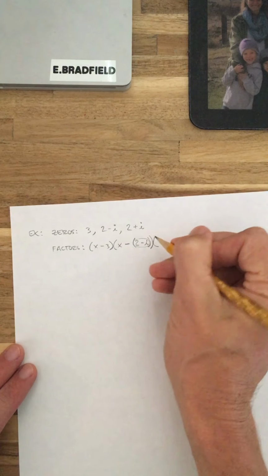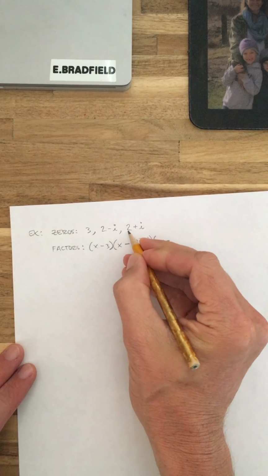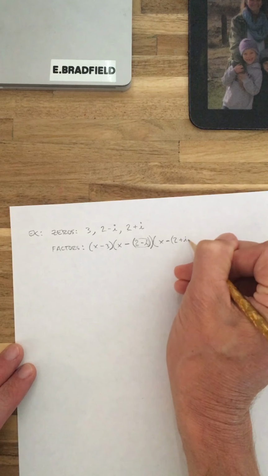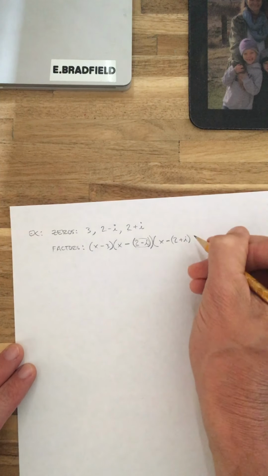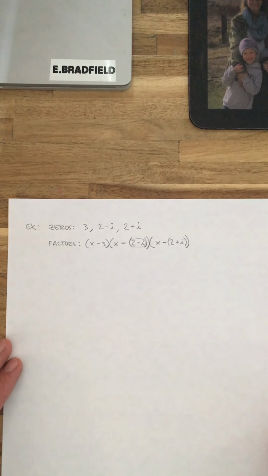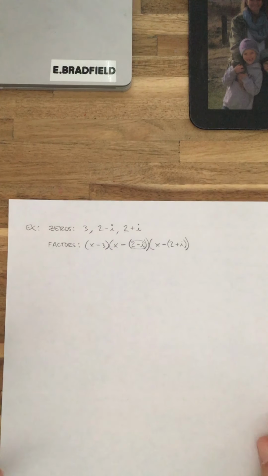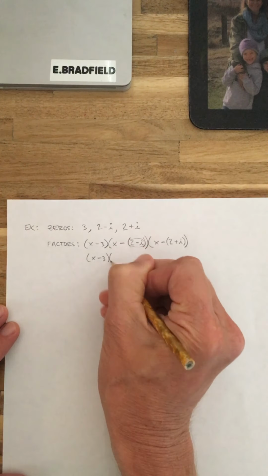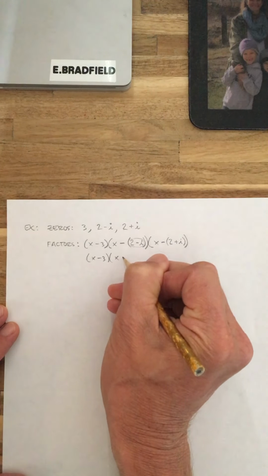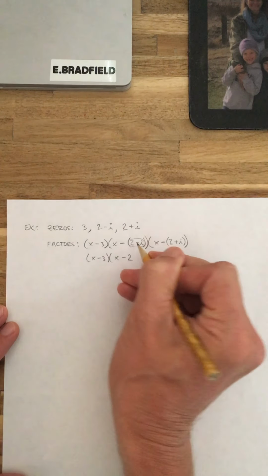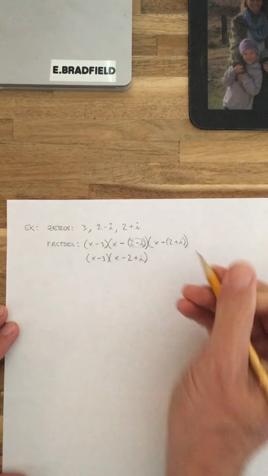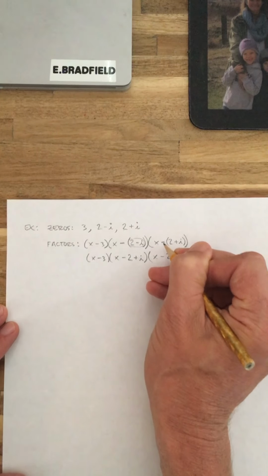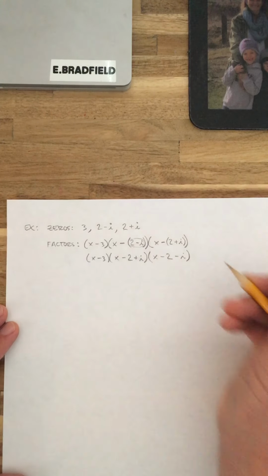All right, and then you have the other one. You have x minus the entire thing, 2 plus i. We have to put parentheses around that. We're subtracting that entire 2 plus i. All right, now let's clean this up a little bit. My factors are x minus 3, x, distribute the negative, so minus 2, distribute the negative, plus i. Okay, and then here x, distribute the negative, minus 2, distribute the negative, minus i.